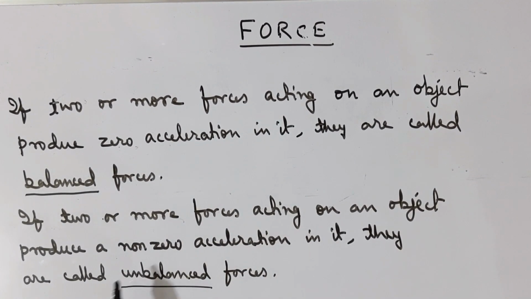But what happens when the forces are unbalanced? Suppose two or more forces are acting on the object and they produce a non-zero acceleration in it. What happens then? Will there be any effect of the forces on the object? And if there is an effect produced in it, what will be its nature, or how can we find out what will be the effect of these forces?